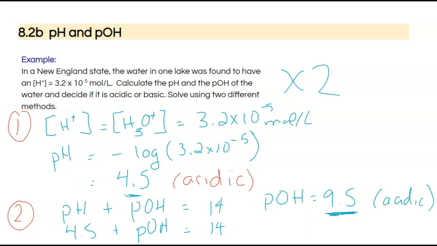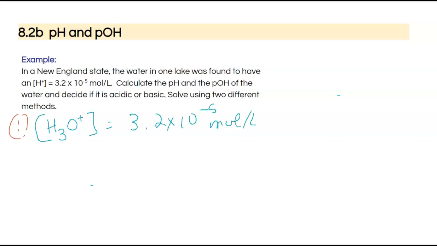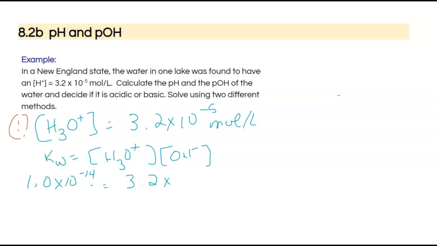So that's my first way of doing this question. I'm going to show you a second way to do this. The second way is that we really just have that hydronium ion concentration, don't we? My hydronium ion concentration is still the same, 3.2 times 10 to the negative 5 moles per liter. But in this case, I'm going to use Kw. Kw is equal to my concentration of hydronium ion times that of my hydroxide. The value for Kw is 1.0 times 10 to the negative 14. I have 3.2 times 10 to the negative 5 times my hydroxide ion concentration.